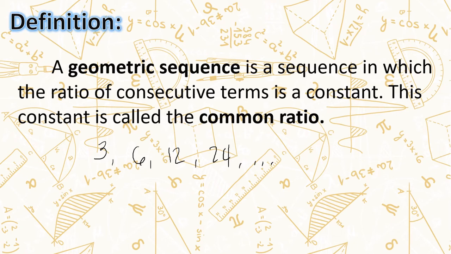The constant is usually denoted by r, and r may be found by getting the ratio between consecutive terms, such as 6 over 3. It must also be equal to 12 over 6, also equal to 24 over 12, so r is equal to 2. Hence, in the geometric sequence 3, 6, 12, 24, and the pattern continues, r is equal to 2.